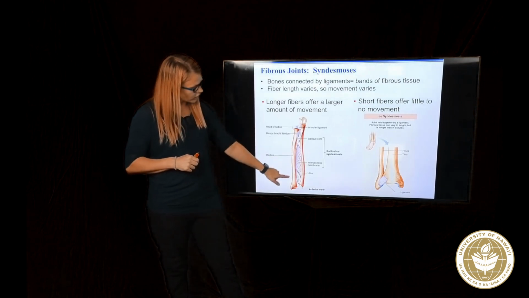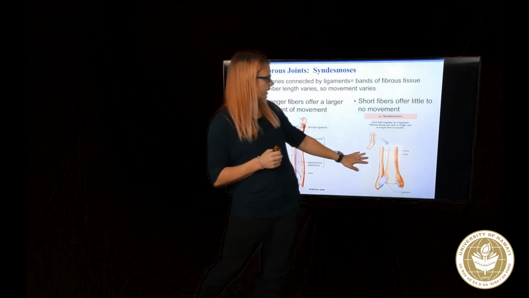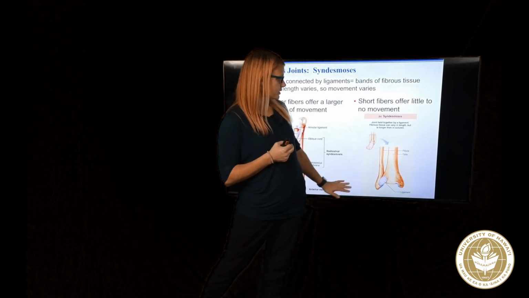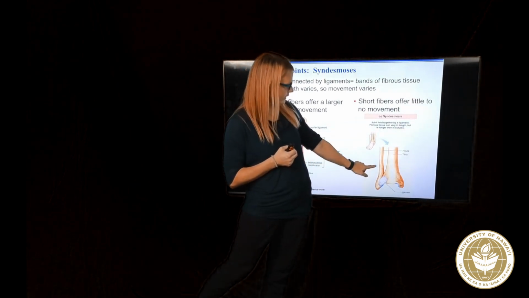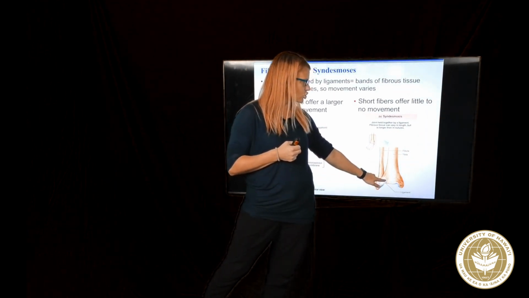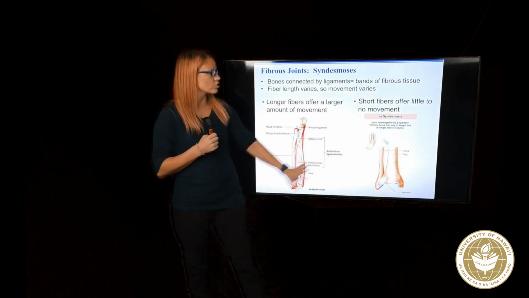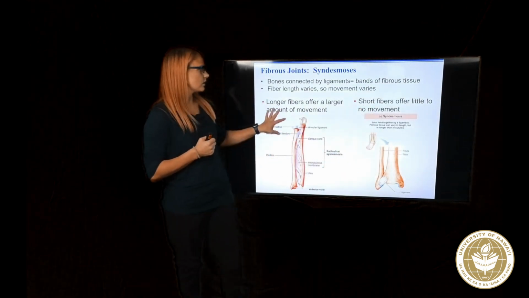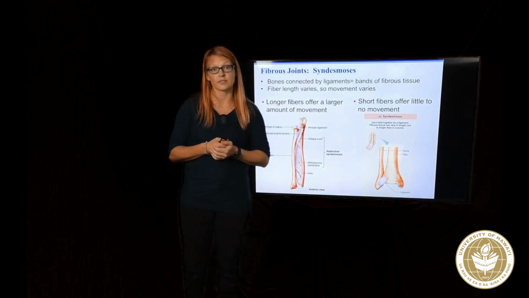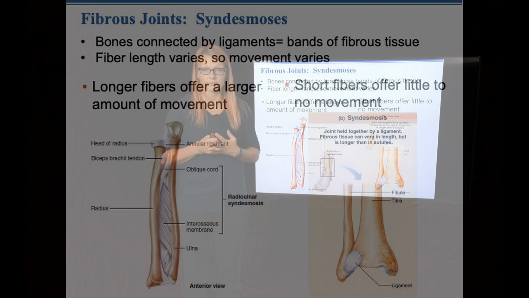So you can see much longer fibers, which allows us to have more movement. On the other hand, over here, this still is a syndesmosis, but it's a much shorter fiber. This is looking at this joint that's held together by this ligament right here. It's much shorter, and that's why we don't see a lot of movement in that region. So short fibers, little to no movement. Longer fibers give you more movement. So those are our syndesmoses. Again, those are where the bone is connected by ligaments.